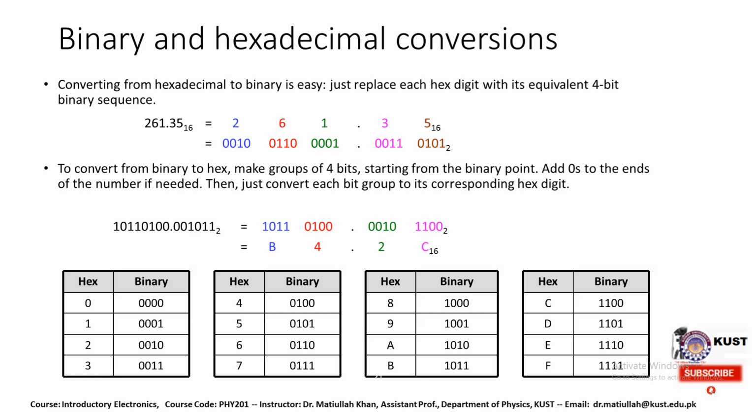So convert from binary to hexa. We need to make groups of 4 bits starting from the binary point and add zeros to the ends of the numbers if needed. Then just convert each bit group to its respective hexadecimal value. So we will have just 4 digits: 1011, 0100, 0010, and then 1100 in the base 2.